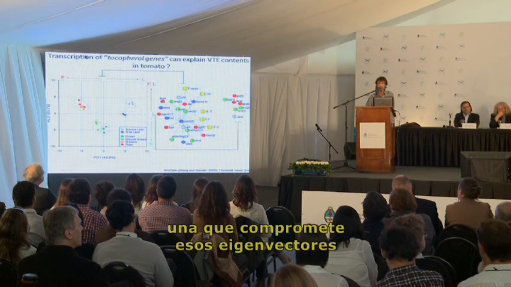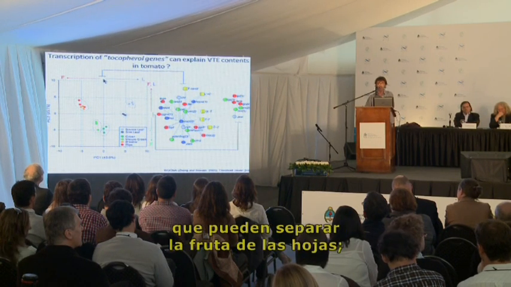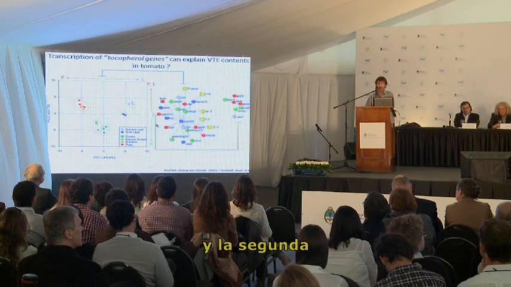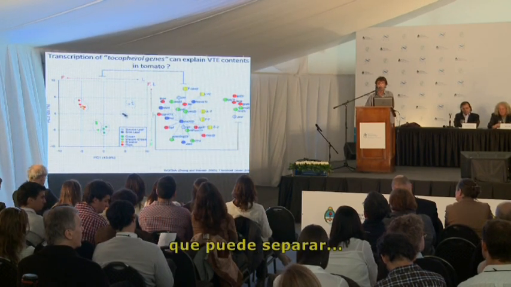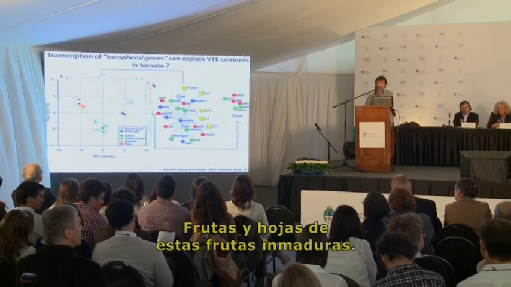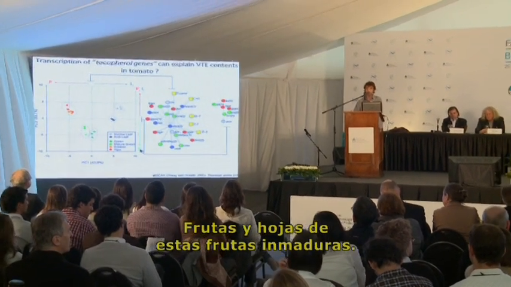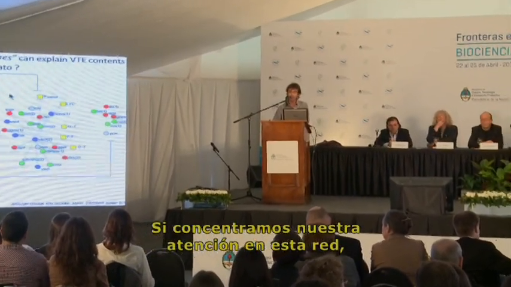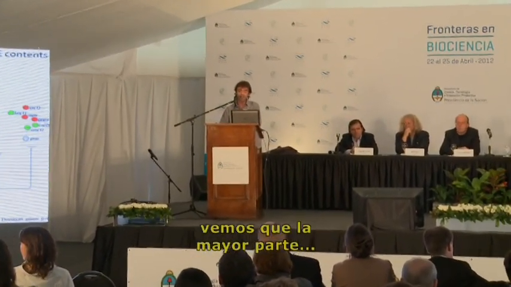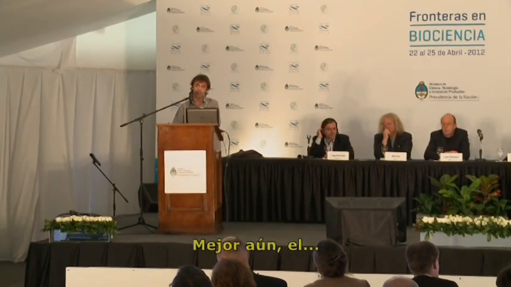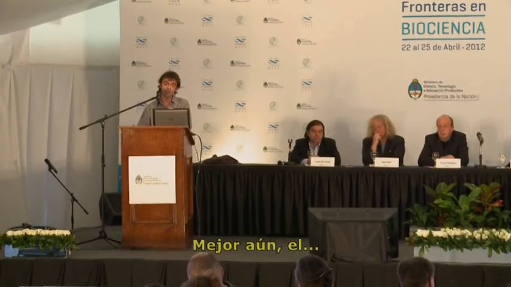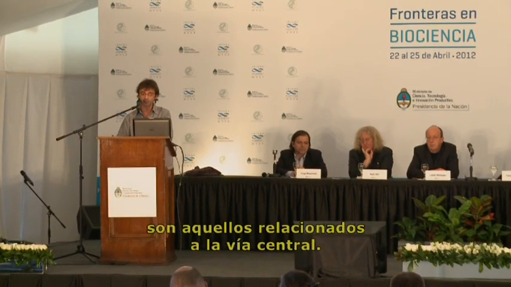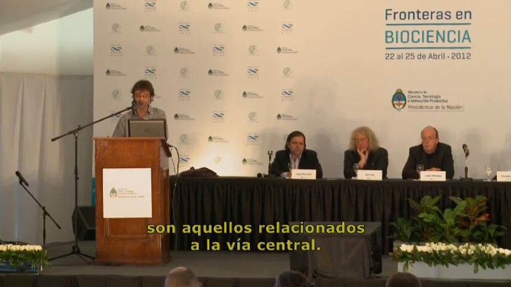One, which is comprised of those eigenvectors that can separate fruit from leaves here, and the second one, which can separate fruit and leaf from immature fruit here, which is this small network. If we concentrate our attention on this network, we see that most of the, or even better, the most connected genes in this network are those related to the core pathway.